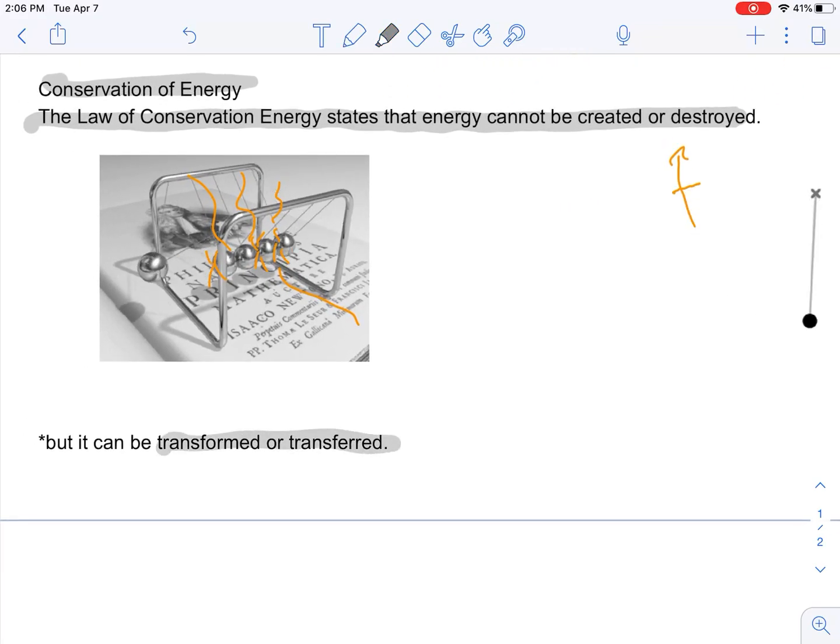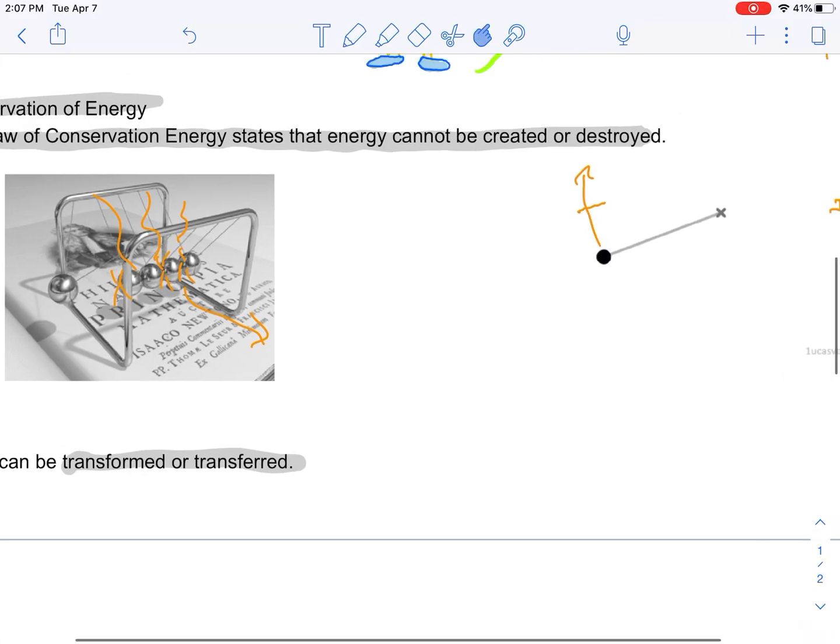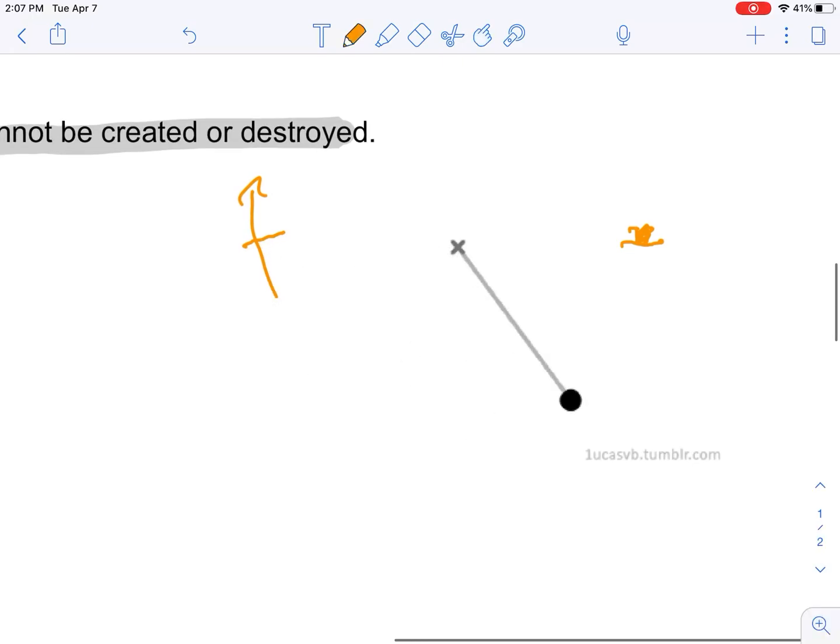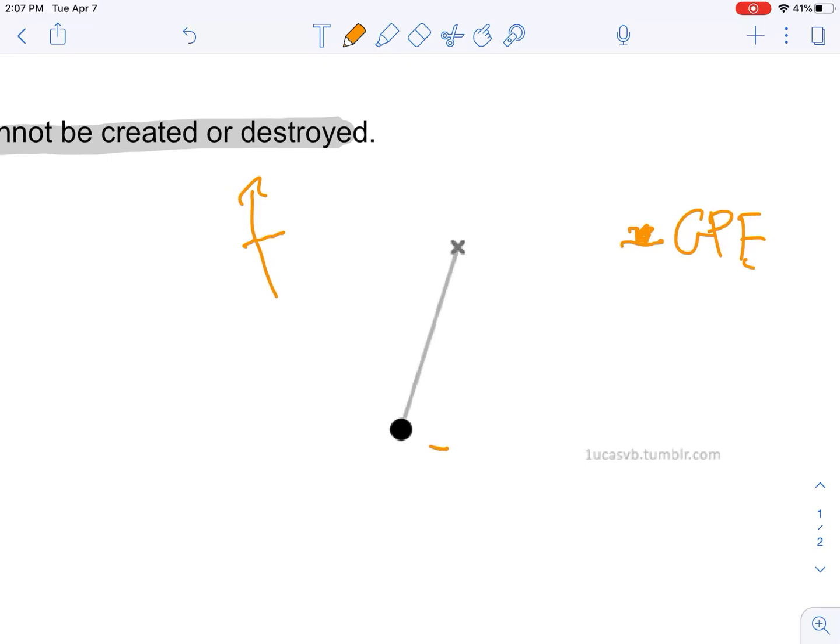But it can be transformed or transferred. Just like in this case, the energy is transformed into thermal energy and leaves the system. And in this case, the energy is changing from gravitational potential energy. At the bottom, it's moving really fast, so it's got kinetic energy. Anytime it's moving, it's got kinetic energy. And it's just going to be sort of changing forms forever.